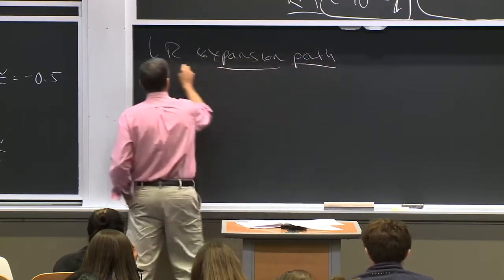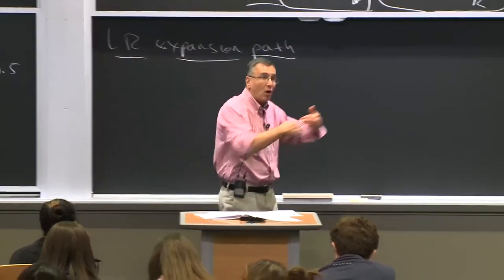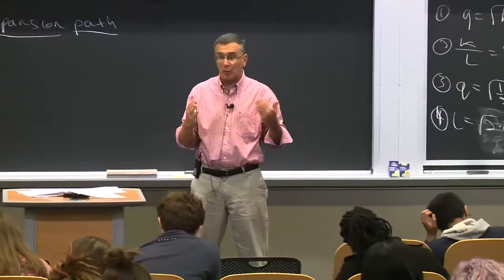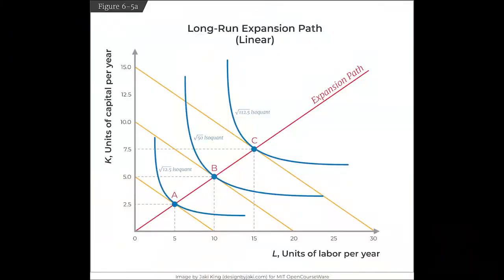The long run expansion path, which is how your costs expand as you produce more. We see that in figure 6.5, where we show the particular case of a linear long run expansion path. That's what you get in this example. What this case says is that at any given level of production, the optimal mix of labor and capital is the same.